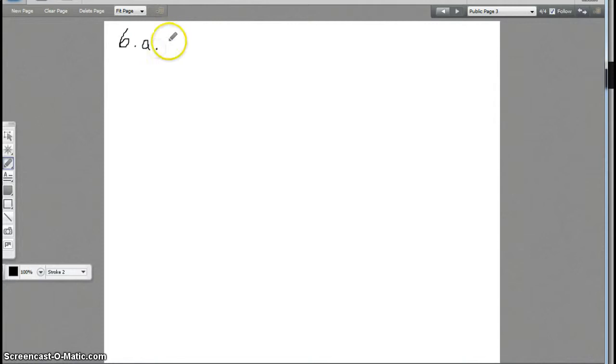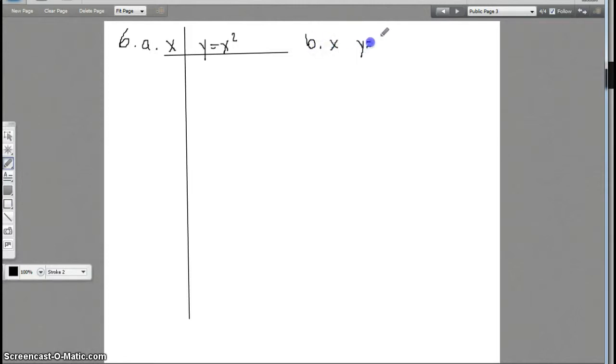So for 6a, we'll make an xy table. Let me draw my line here. So we'll do an xy table for 6a. And for 6a, our function is y equals x squared. And then for 6b, we have another data table, and that is y equals x squared plus 6. And then for part c, we have x and y equals x squared minus 4, I think. Yes. So let me draw my lines here real quick, and we will make our data tables.